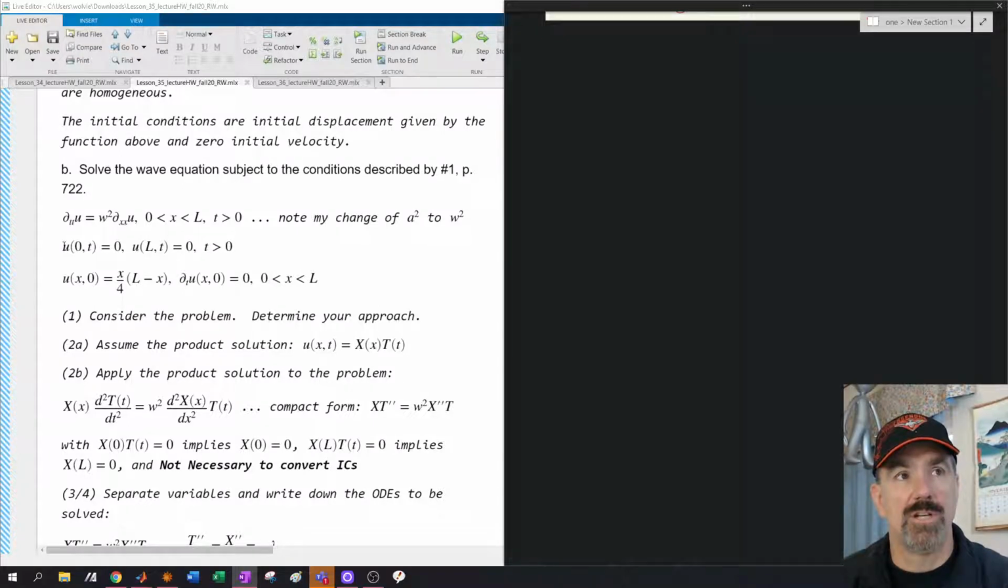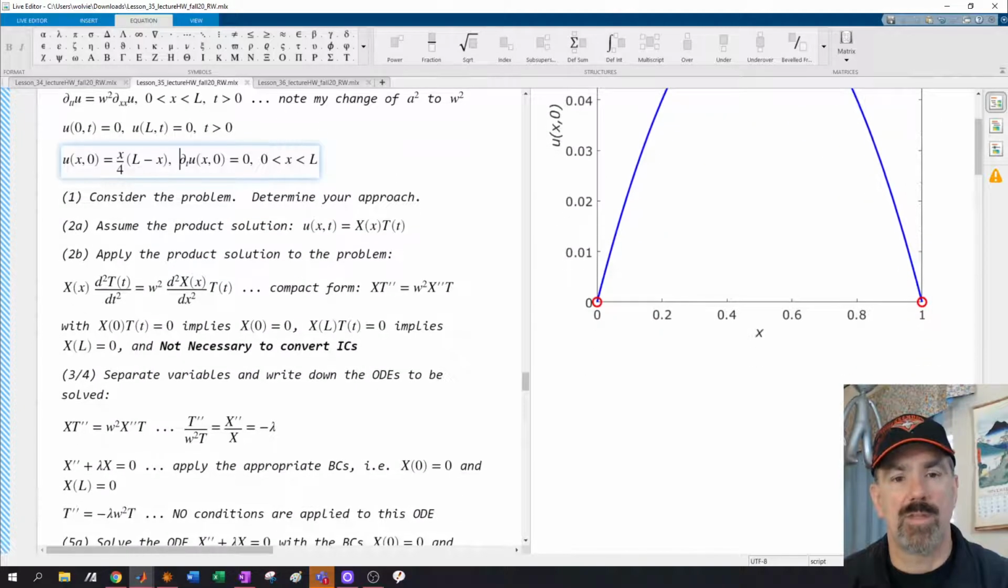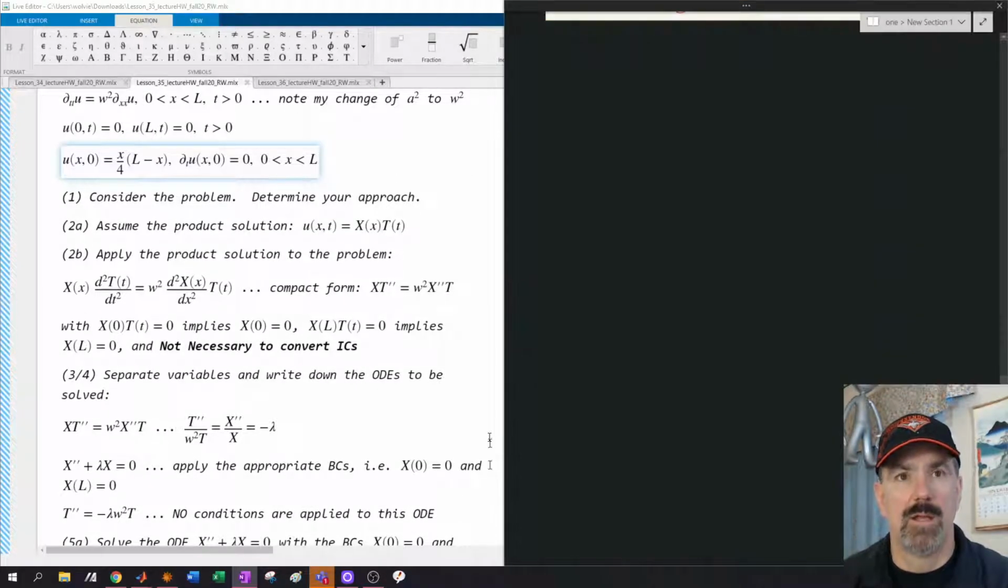Boundary conditions are Dirichlet conditions. That's not at all surprising. And then we have an initial distribution, which is the picture on the right, along with 0 initial velocity. And our approach methodology is going to be very much in line with what we did for the heat equation. So the first thing is we're going to write down the problem and figure out how we're going to approach it. Secondly, we're going to assume the product solution.